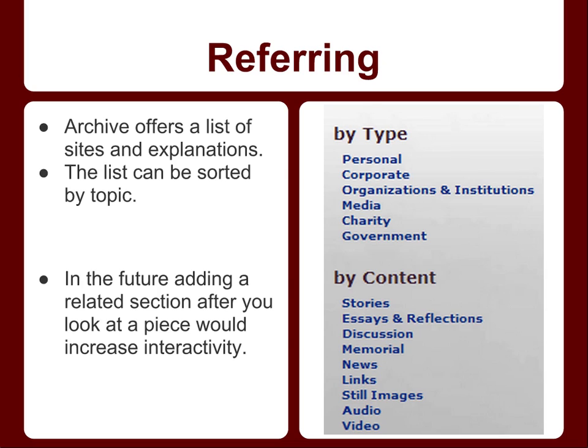So say if you want to look up a story of someone that witnessed 9/11, you could do that. Or if you're interested in more about the memorial itself, that's also available to them just by a simple list. In the future though, this is a very basic idea of referring to the images and the stories of the site. I would add a related section, so if you're looking at a piece, you can see what others have looked at afterwards to really organize what's related to what.